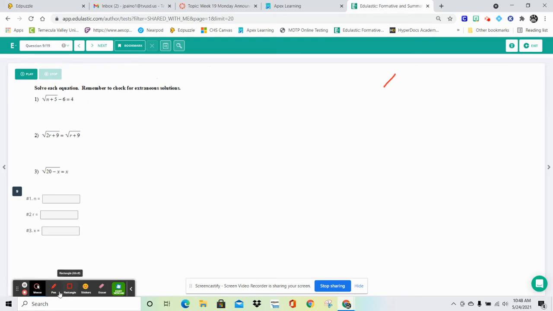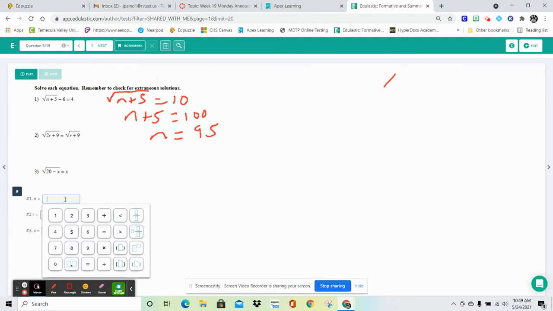All right, so if we do the work, add 6 to both sides, we get square root of n plus 5 equals 10. Square both sides, you get n plus 5 equals 100. Subtract 5, and you get n equals 95. And you plug in 95 in there, you get 100. Square root of 100 is 10. 10 minus 6 is 4. So that is correct. That does work.